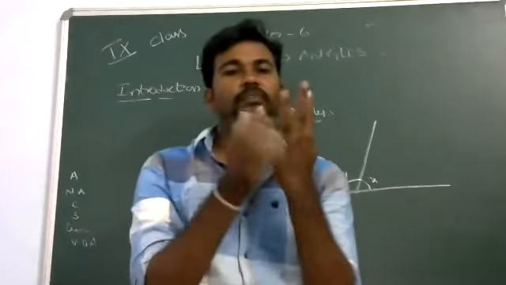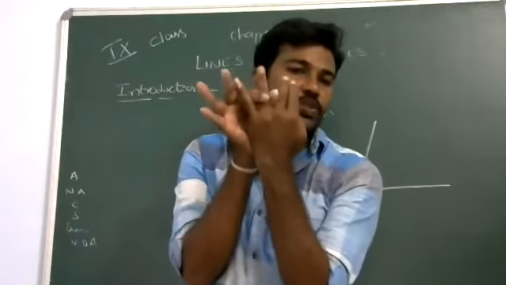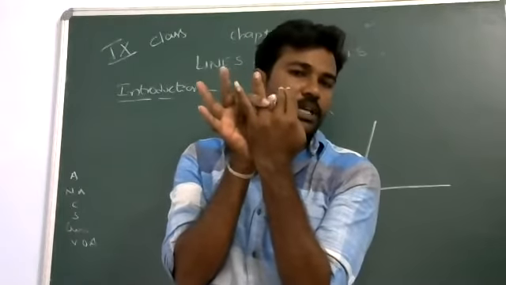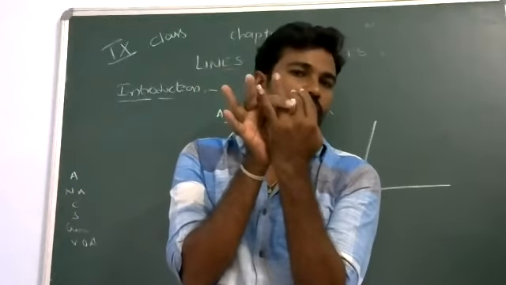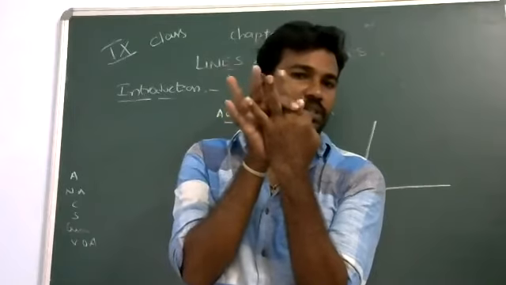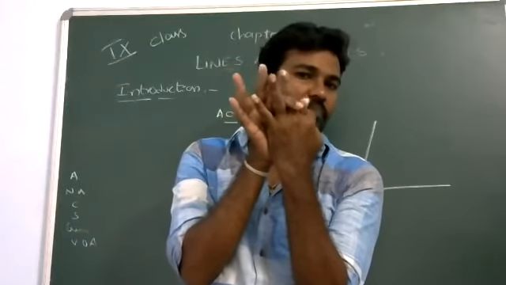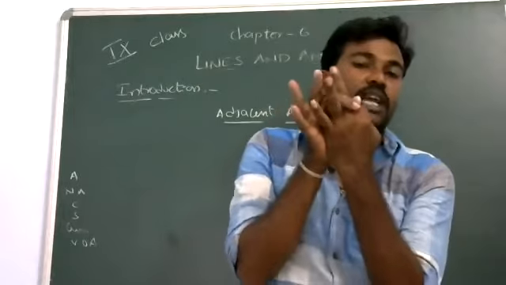Here you can see one. So these two are friends, and these two are easy to communicate. They both are talking to each other. Then these two are adjacent. And here also, these two are adjacent angles. That means side by side. There is one arm only between two angles, then those angles are adjacent.